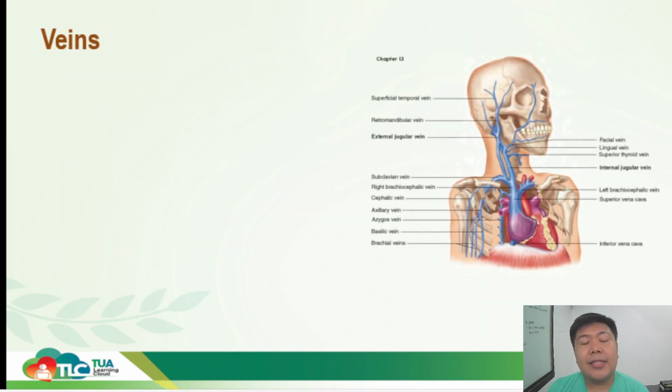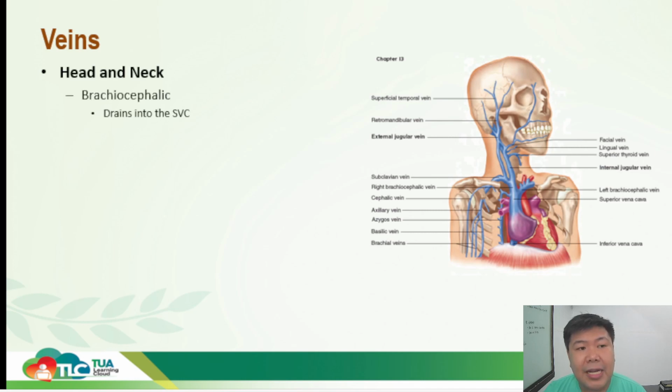As for the veins, we know that veins bring back blood to the heart. Now, this can be a little bit confusing because the flow of blood for veins is from the tissues and organs back to the vena cavas, the superior and inferior vena cavas, and then to the heart. So the blood flow is from distal to proximal, all right? And it all begins with what supplies the superior vena cava. And the main supply of the superior vena cava is the brachiocephalic vein.